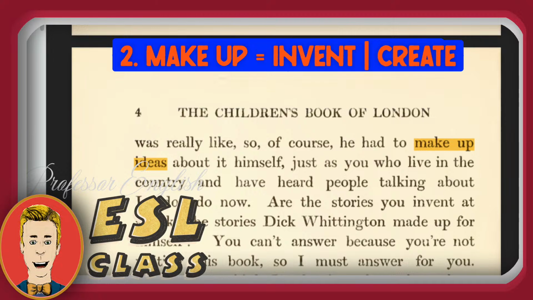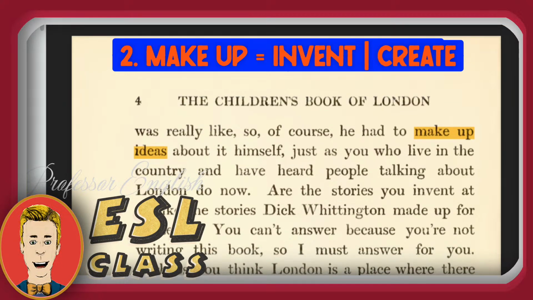All right. So now if we go back and we take a look at how they use make up here, he had to make up ideas about it himself. So he was just imagining London, but he didn't have any books or pictures to help him. So he had to create, he had to invent, he had to make up ideas about it himself.